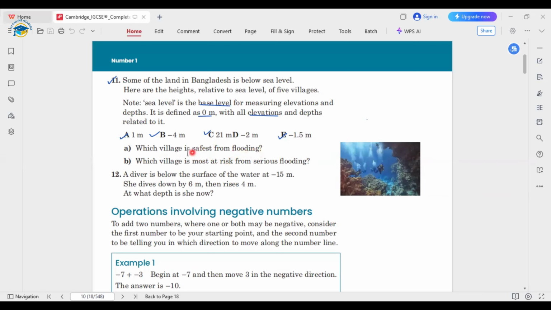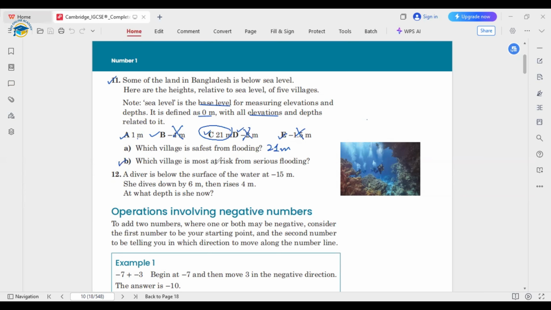they are asking which village is safest from flooding. Obviously the village that is at a higher level above the sea will be safest from the flooding. According to that, they gave some heights. The height that is the greatest will be safest from the flooding. Fine. As negative numbers can't be the greater one, we can cancel them out. Next, we have A, that is 1 meter, and C, that is 21 meters. So the C one is the safest village from the flooding.